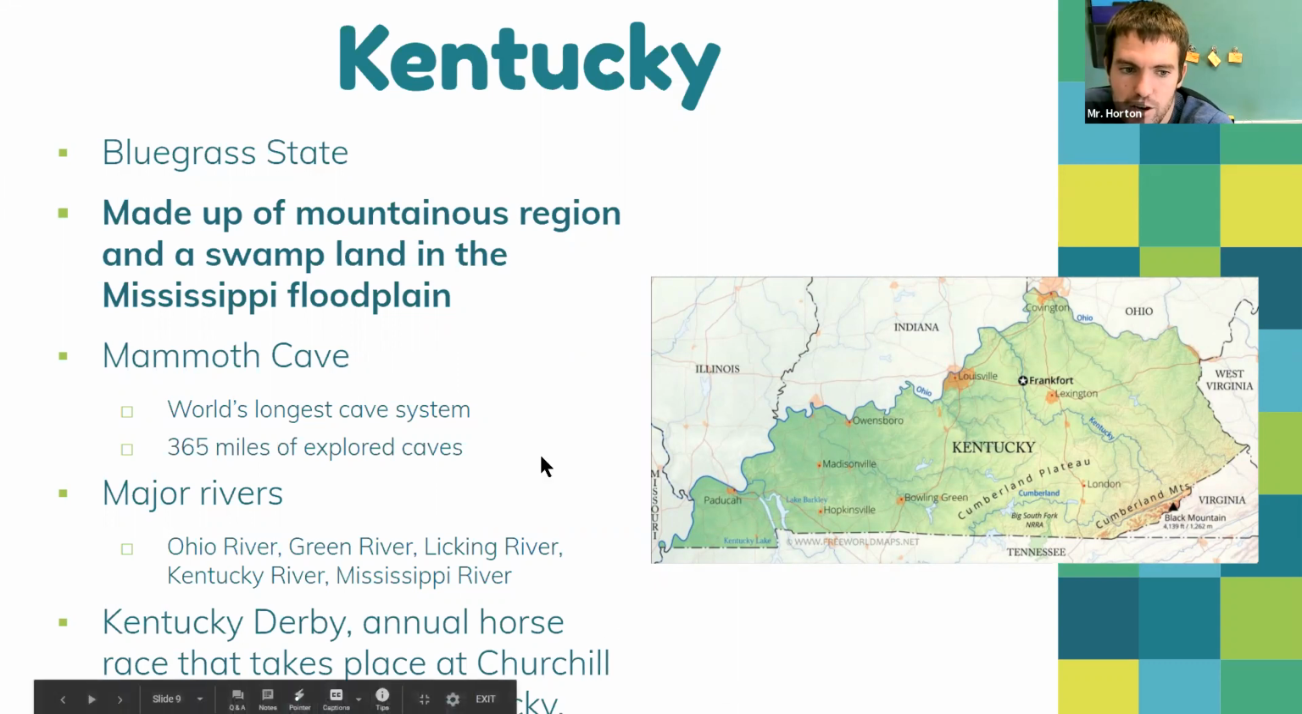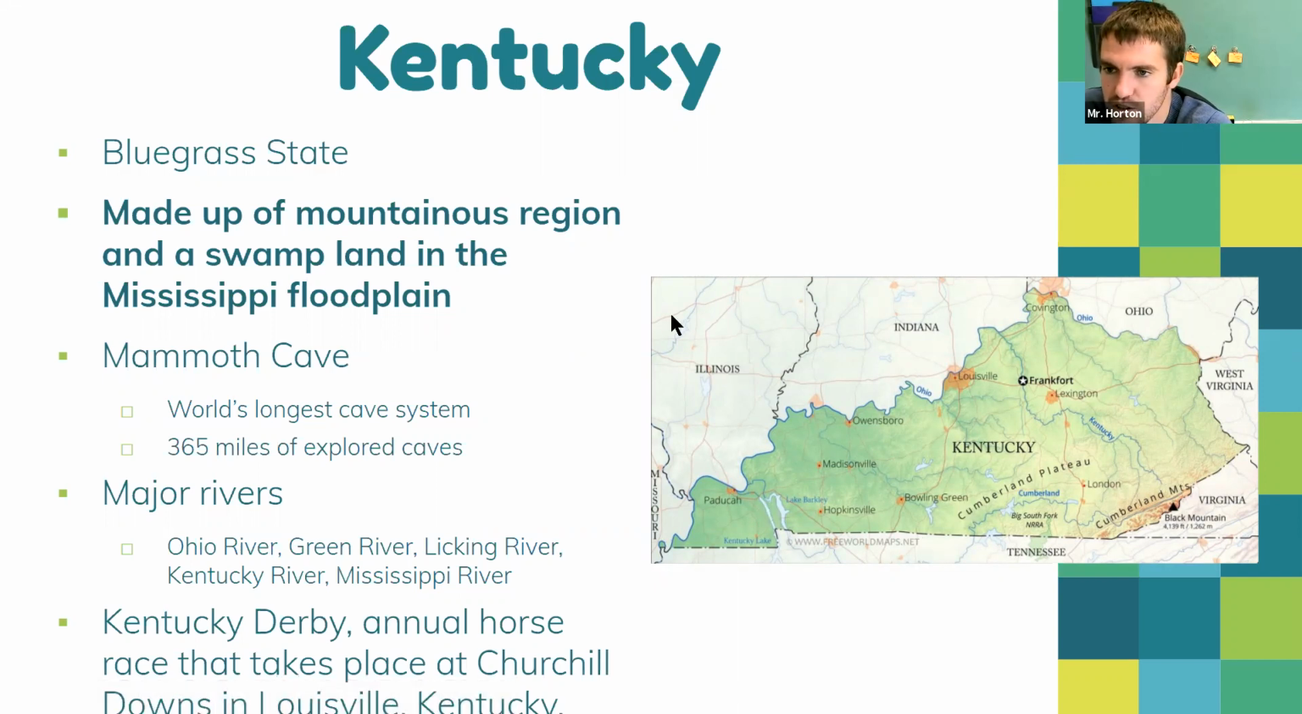The Kentucky Derby is an annual horse race that takes place at Churchill Downs in Louisville, Kentucky. You might see it on TV, and people dress up in fancy hats and outfits, and cheer on horses racing around a racetrack. They place money to try to win a fortune by picking the correct horses. So the Kentucky Derby is a famous sporting event within Kentucky. All you need to write down for Kentucky was Mammoth Cave.